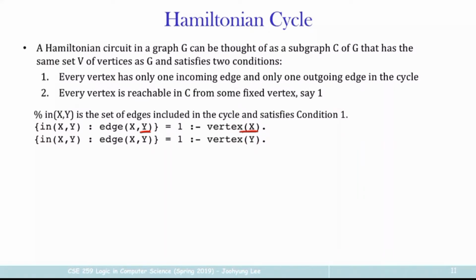We also have to say something about incoming edges. The second rule says that for each vertex Y, there should be exactly one incoming edge. That's what in(X,Y) is representing. The in(X,Y) atoms are the edges in the Hamiltonian cycle, supposedly. When you do this, you're basically selecting the subsets of the edges that satisfy the condition that for each vertex there is exactly one incoming and one outgoing edge.